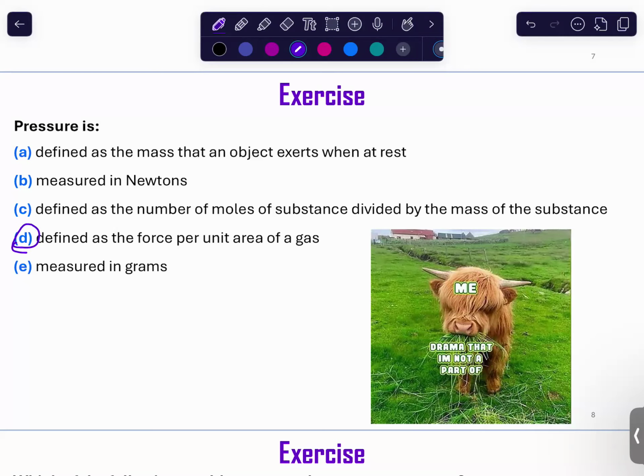Defined as the number of moles of a substance divided by the mass of the substance. That's close to a unit we are going to learn. Does anyone know what that is? Moles per kilogram? That's grams per mole. Moles per kilogram. We're going to learn about a unit called molality, and moles per kilogram will be molality. Measured in grams. Well, no, again, that's just mass. So it has to be D.